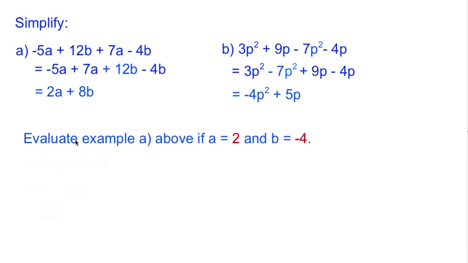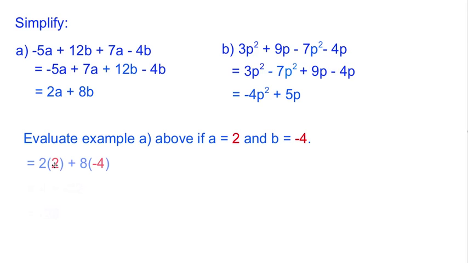Now the other thing here that we might be asked to do is to evaluate. So we might be asked to evaluate example A, this one up here. If A is 2 and B is negative 4, we could take this A equals 2 and substitute it into the original expression everywhere we see an A, and take the negative 4 for B, sub it in everywhere we see a B, and simplify afterwards. Or we could substitute into our simplified expression, and that's part of the reason why we want to simplify. It makes some of the work a little bit easier.